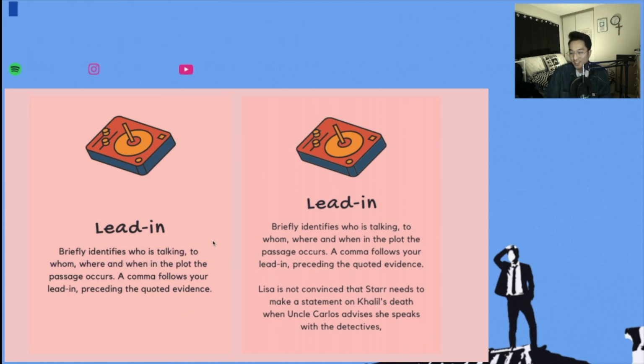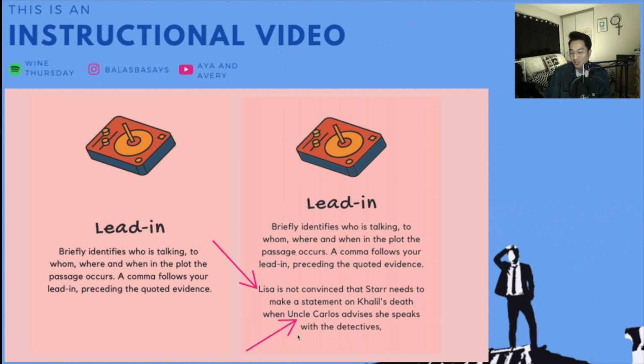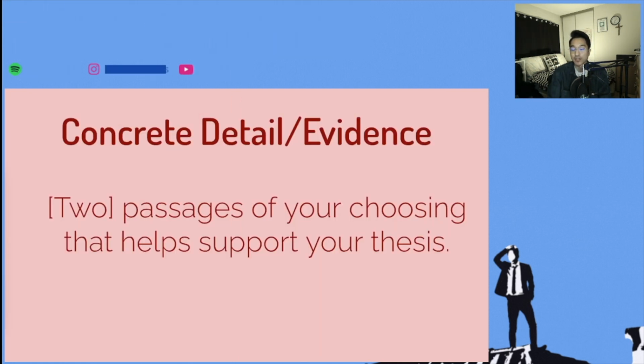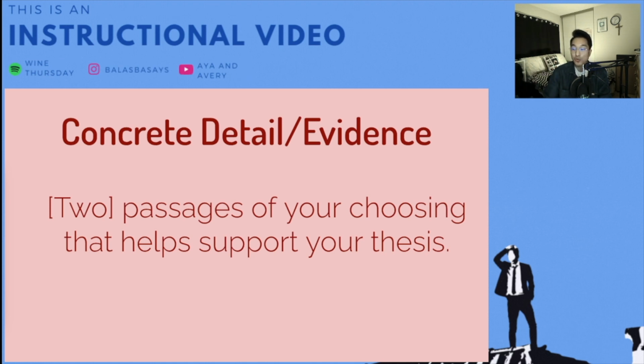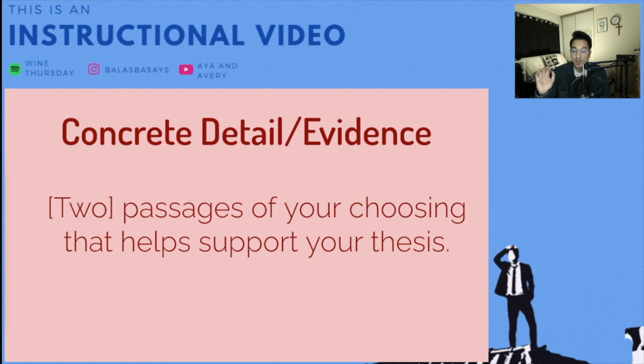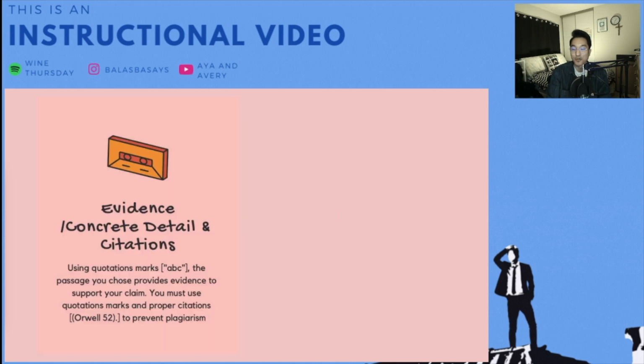So we've given enough context to know who is talking, who they're talking to, where and when they're talking. And though there isn't a specific place or location stated in this, it does let us know that the where part is the conversation between Lisa and her brother, Uncle Carlos. But if you would like to, you could be more specific and say, at Star's home, Lisa is not convinced, etc., etc. This lead-in sets us up for the concrete detail or evidence, which is where you'll have at least 2 passages of your choosing that helps us support your thesis statement and speak specifically to the topic about Star's family being the controlling factor over the power of her voice.